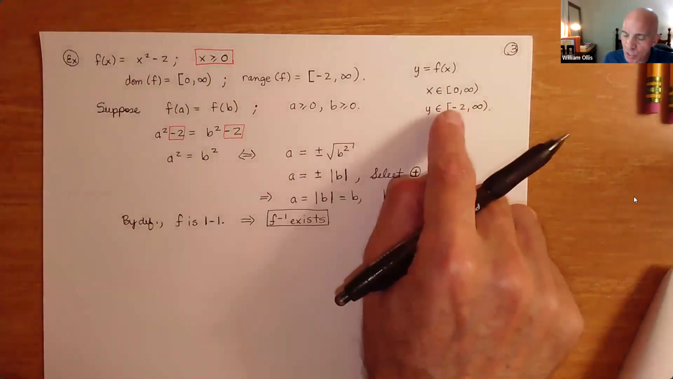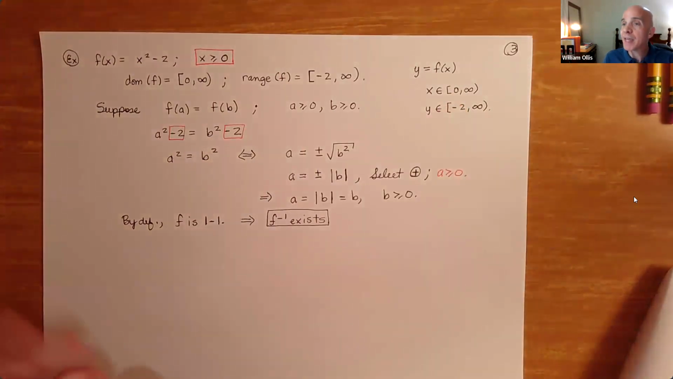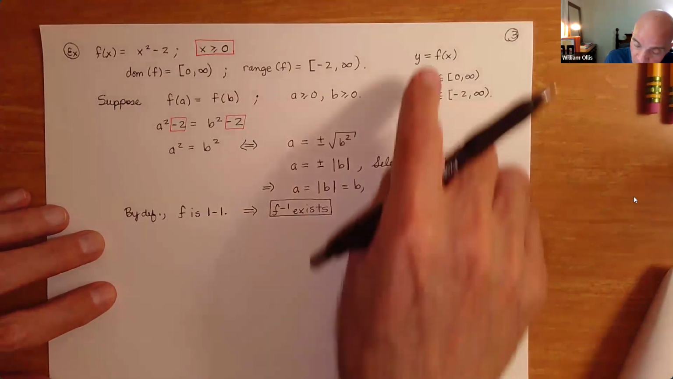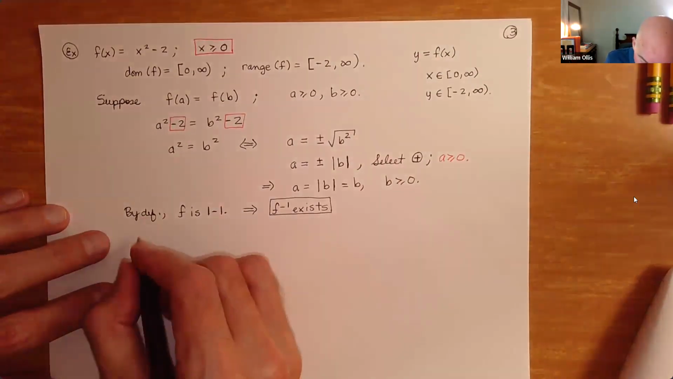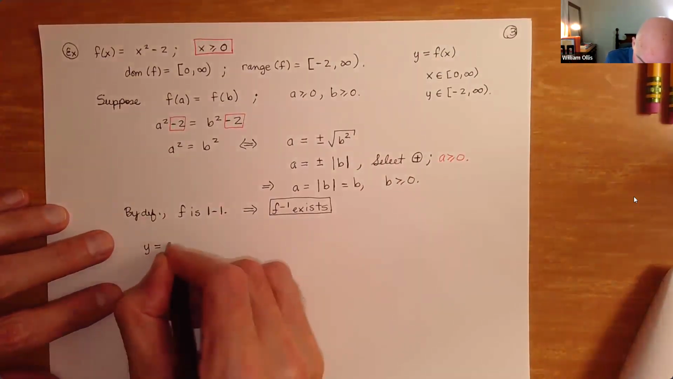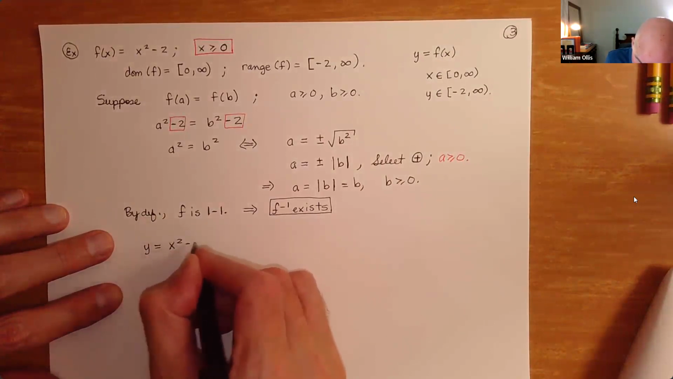So it's better to think of it this way, and then we can make correct deductions as we work to find a formula. So here's how we do it. I'll just start with this. We just say y equals x squared minus 2.